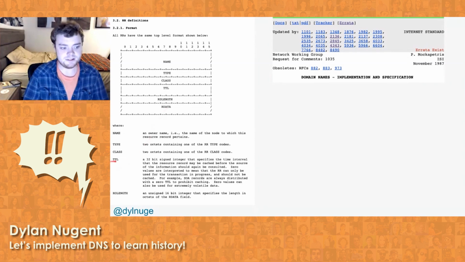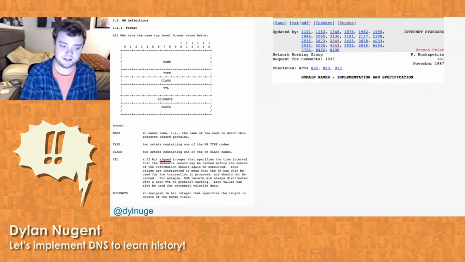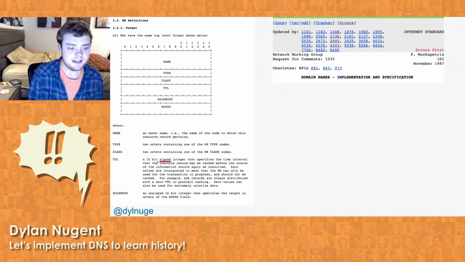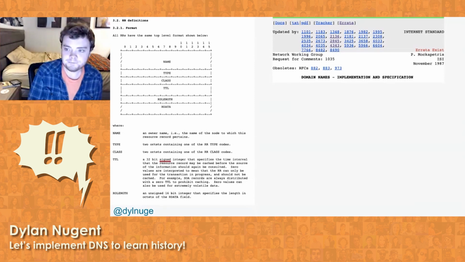One of the things we've got here is this time to live. This tells us how long we can keep that answer and assume it's still valid before we have to ask the question again. Something I noticed when I was reading through this is that it's a 32-bit signed integer in the resource record. And I was wondering what would happen if it's negative. What does it mean to keep something for a negative amount of time?